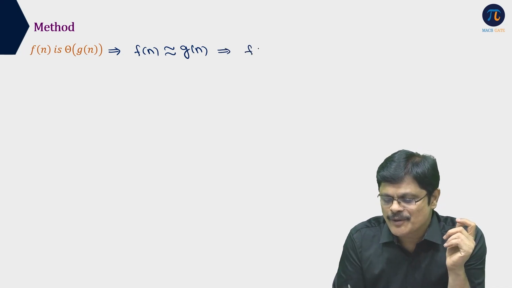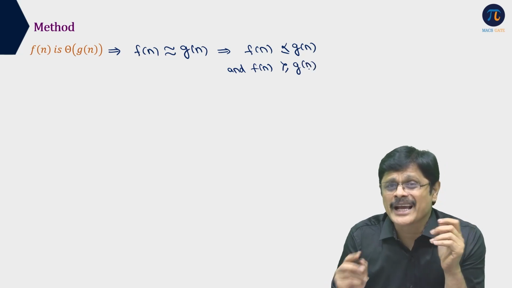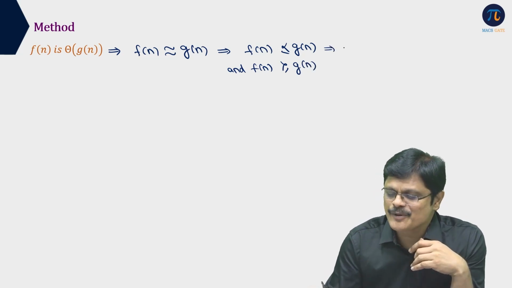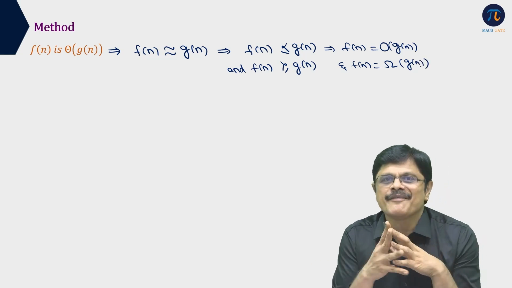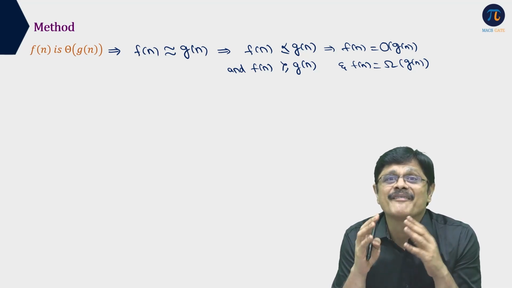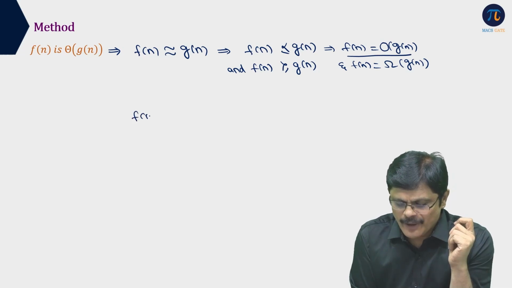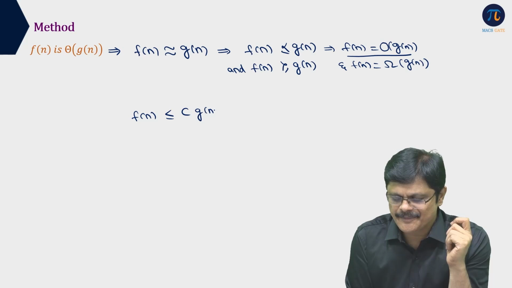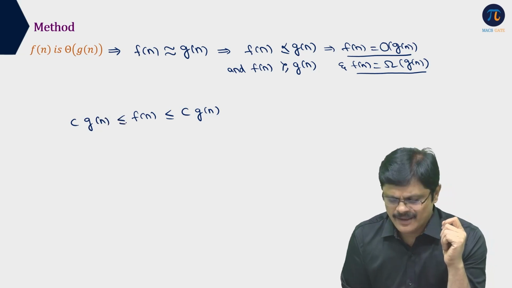So what we actually prove is that Fn is asymptotically smaller than or equal to Gn, and Fn is asymptotically larger than or equal to Gn. That means we prove that Fn is big O of Gn and Fn is big omega of Gn. If you prove both, obviously it becomes big theta of Gn. So that is what you mean by Fn is big theta of Gn. If you want to prove that Fn is big O of Gn, we have to prove Fn is less than or equal to some constant times Gn. If you want to prove Fn is big omega of Gn, some constant times Gn should be less than or equal to Fn. But the same constant won't work now.